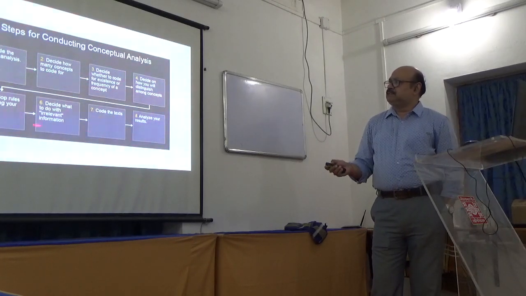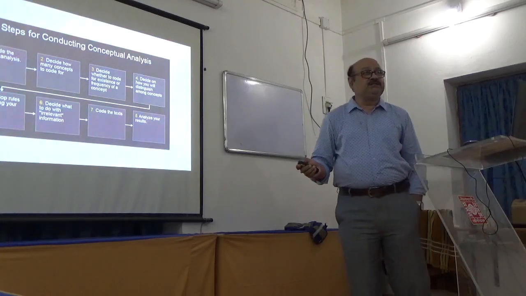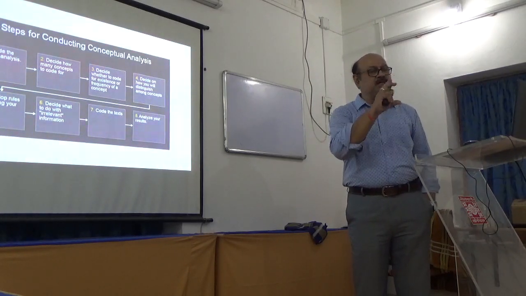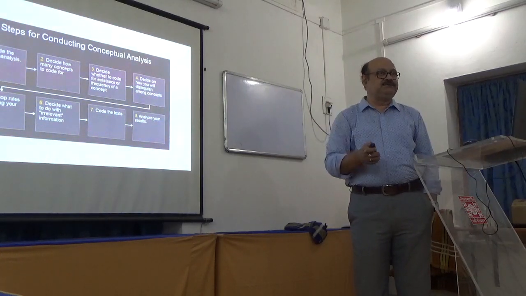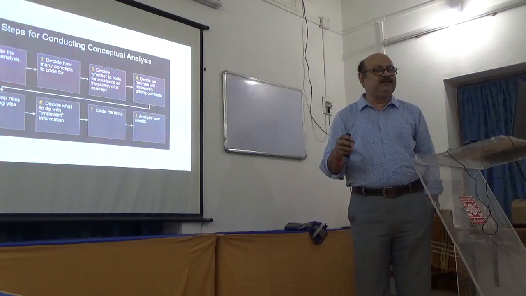Steps in conceptual analysis. You decide the level of analysis, decide how many concepts to code for, decide whether to code for existence or frequency of a concept, decide how you will distinguish among the concepts, that means classification of the concepts, analyze your result, code the text, develop rules for your coding of the text, and decide what to do with irrelevant information. As I have told you, outliers, basically in case of quantitative data, and redundant qualitative content, you need to delete or remove from your data analysis frame. So it is called irrelevant information. You need to remove it. Otherwise, what will happen? It will influence your analysis.